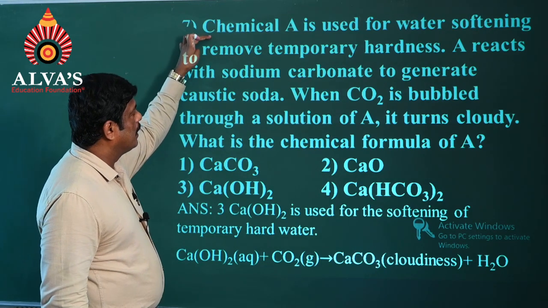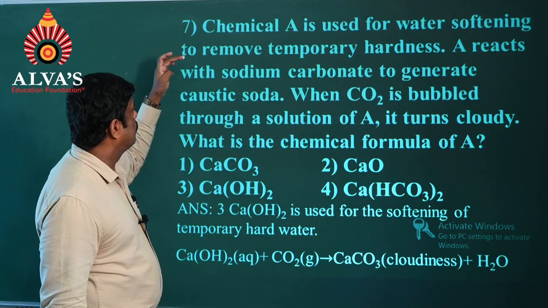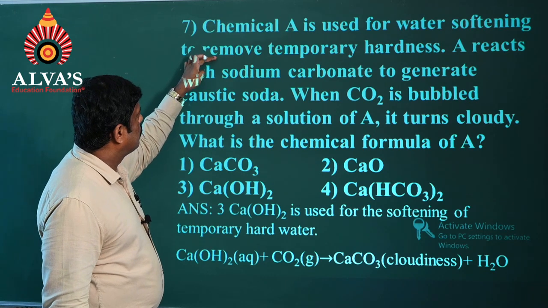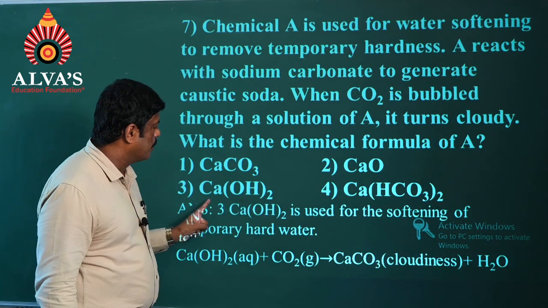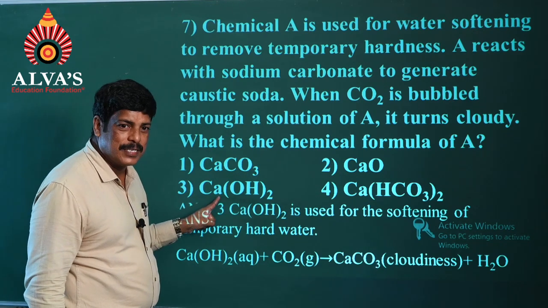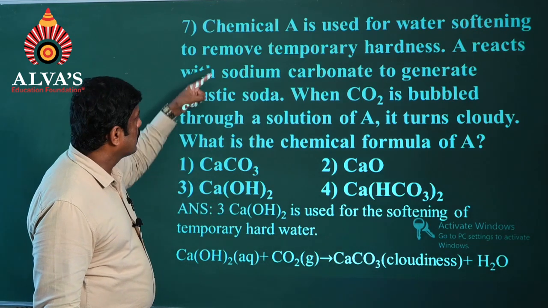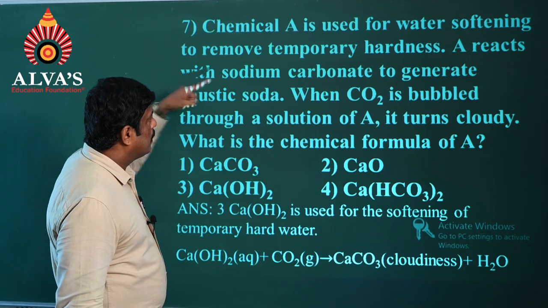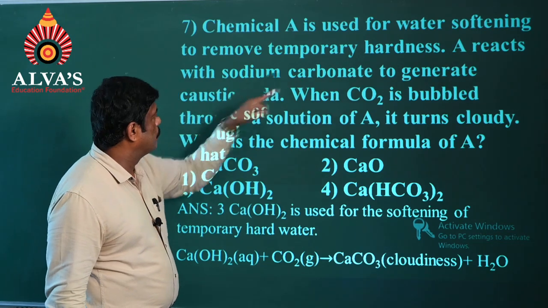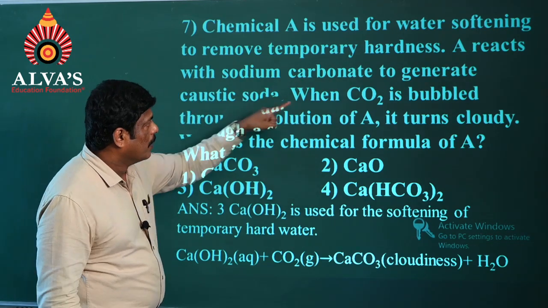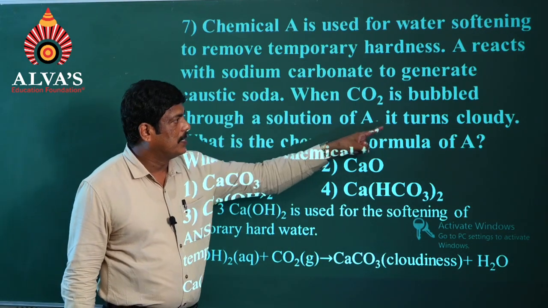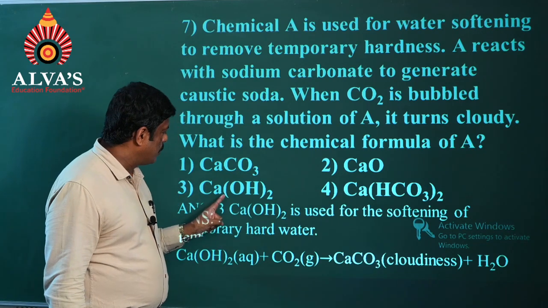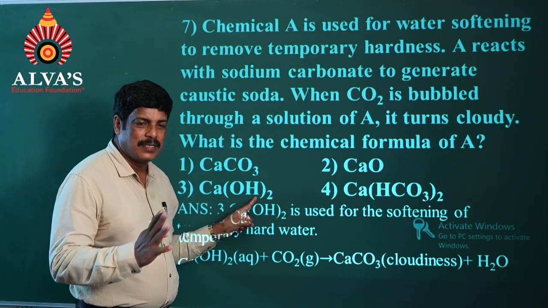See, chemical A is used for water softening to remove the temporary hardness. So generally among these, to remove the temporary hardness of water, calcium hydroxide is used. And the second thing, A reacts with sodium carbonate to generate caustic soda. When carbon dioxide is bubbled through a solution of A, it turns cloudy. Calcium hydroxide is also called lime water.